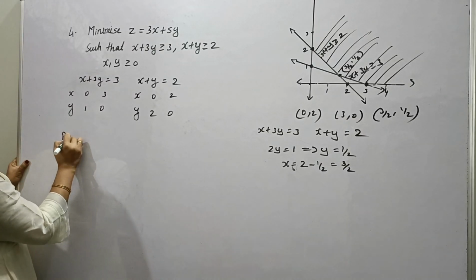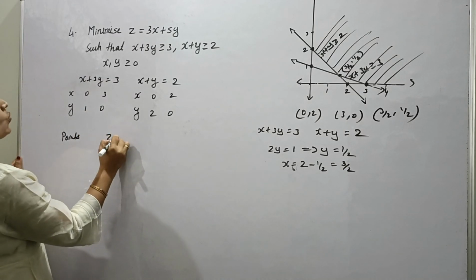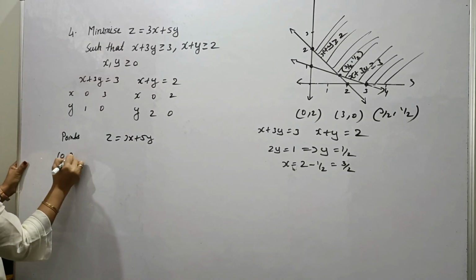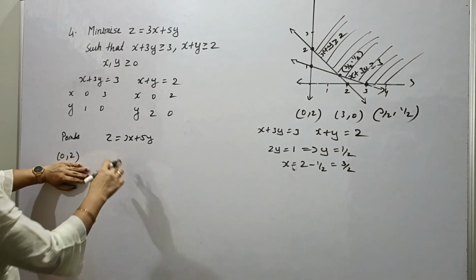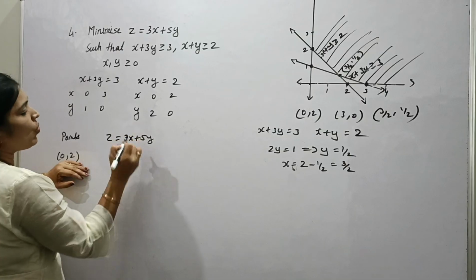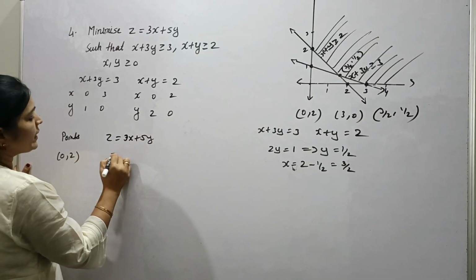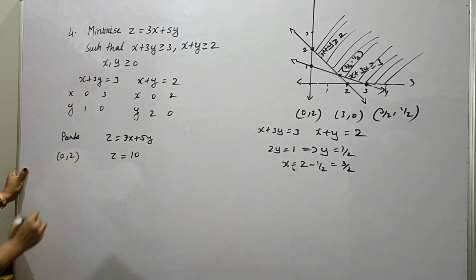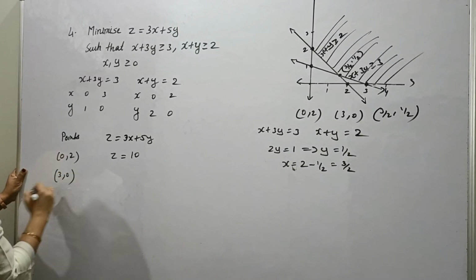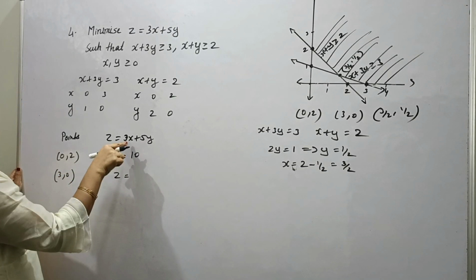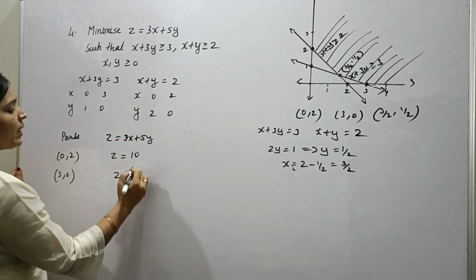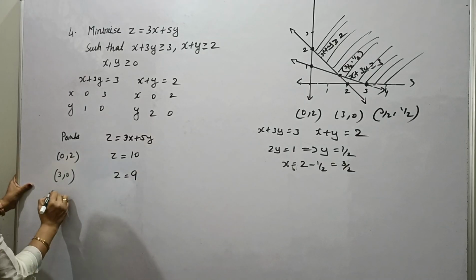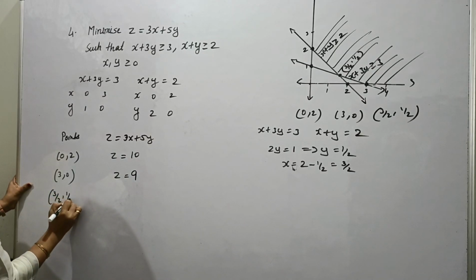First one, z is equal to 3x plus 5y. First point (0, 2). Substitute x is equal to 0, y is equal to 2, that is z is equal to 10. Okay. Next point (3, 0). Here put x is equal to 3, 9 plus 0. Then next point is (3/2, 1/2).